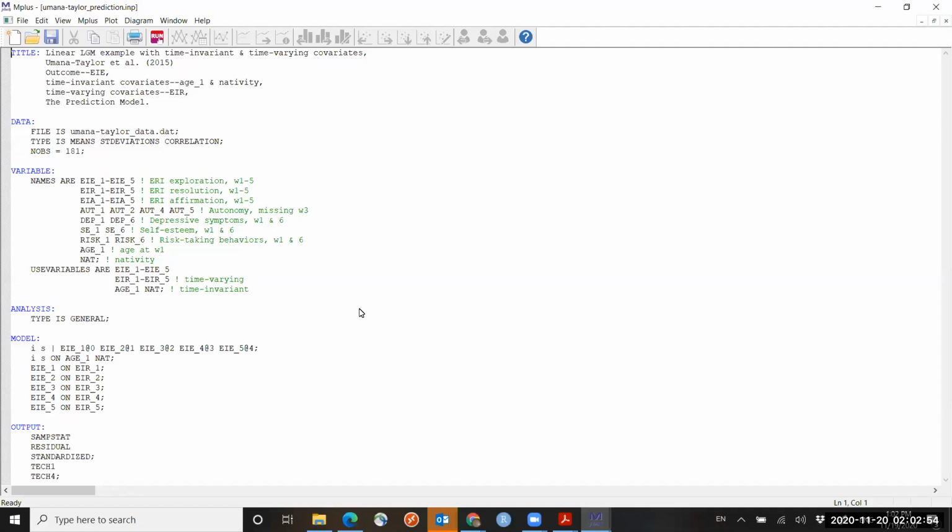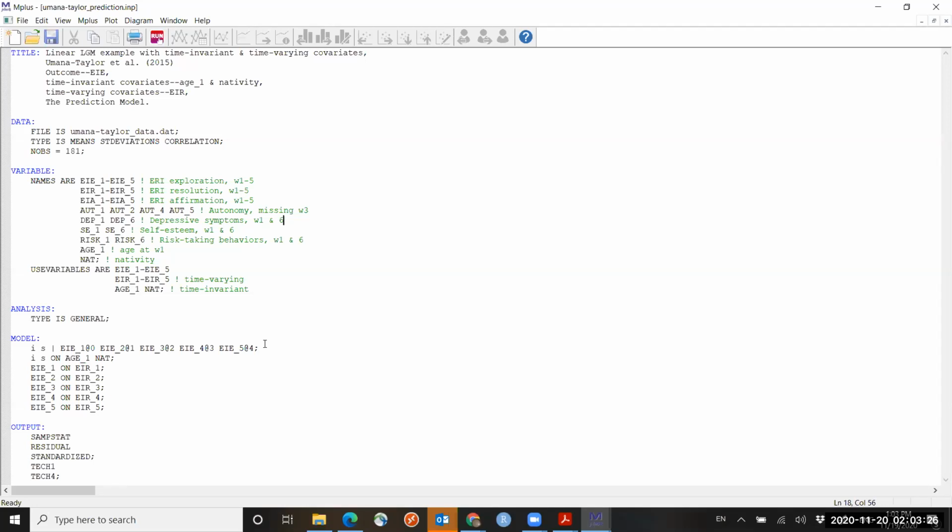In this video, I'll show you how to fit a conditional latent growth model with both time invariant and time varying covariates. In this step, we assume that we already fit the unconditional latent growth model first. So you should always start with the unconditional model. If the unconditional model fits well, then you can proceed with adding covariates.